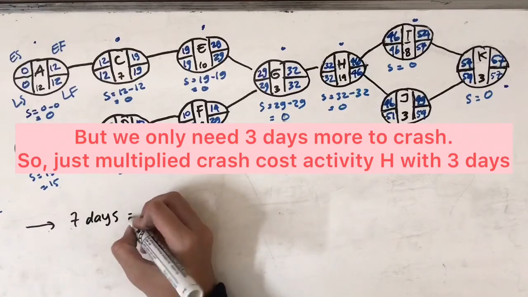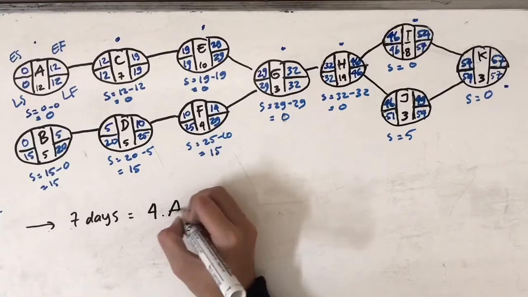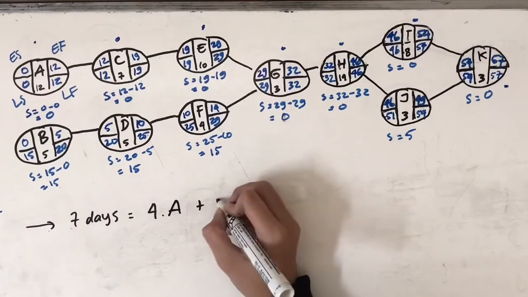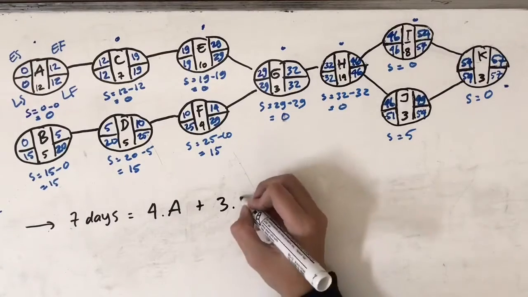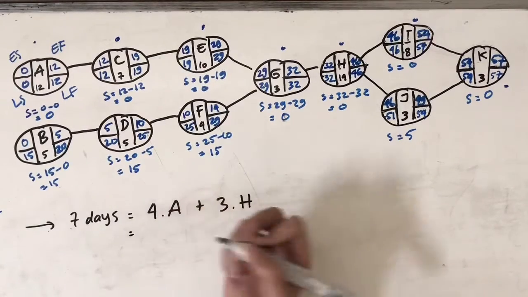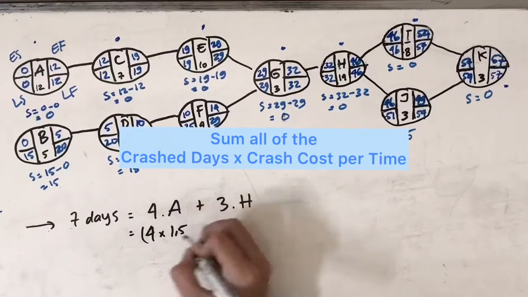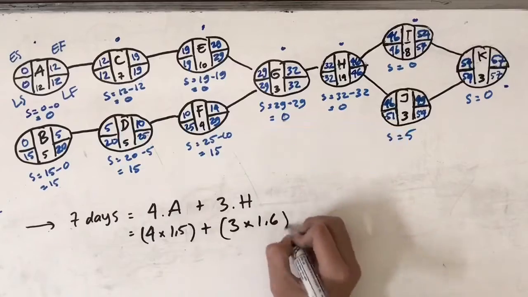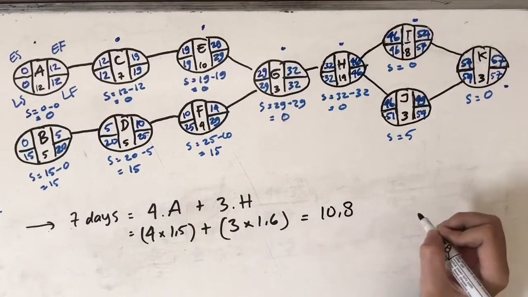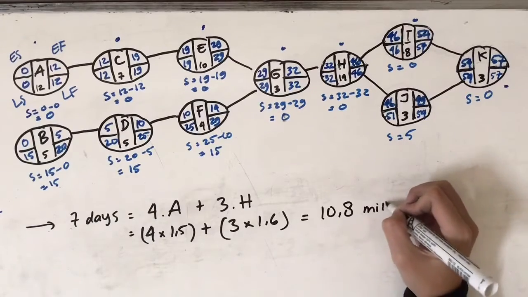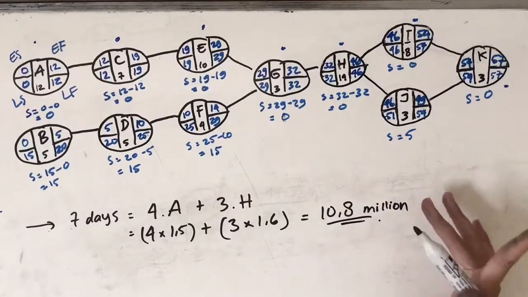So the calculation for the additional cost goes like this. 4 multiplied by A, it means 4 days multiplied by the crash cost of activity A, and then plus 3 days multiplied by the crash cost for activity H. After we calculate it, we got 10.8 million. So the additional cost for crashing 7 days sooner is 10.8 million.